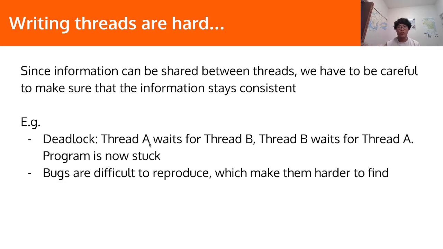Other problems when writing multi-threaded programs include, for example, deadlock, where one thread is waiting for another thread, and thread B waits for thread A, and now since they're both waiting for each other, your program is stuck. This is called deadlock. Another example is that in multi-threaded programs, bugs are really difficult to reproduce. Your multi-threaded programs could run fine 100 times but then fail one time, and it's very hard to recreate that failure scenario in order to debug it.